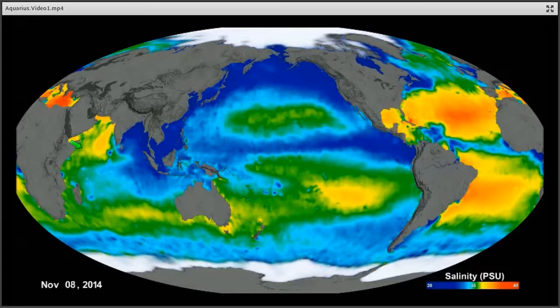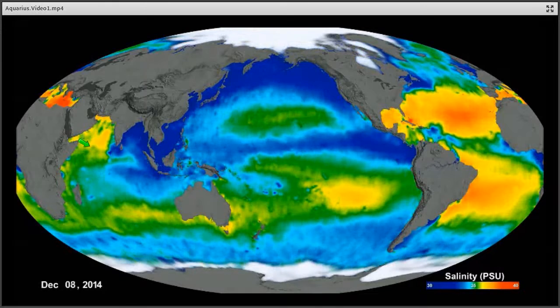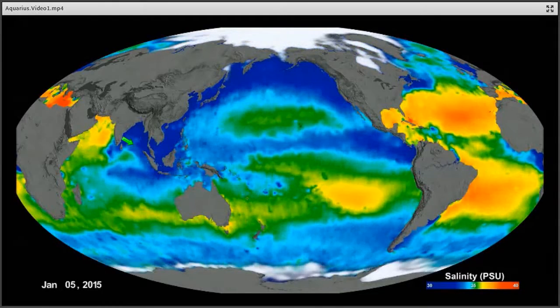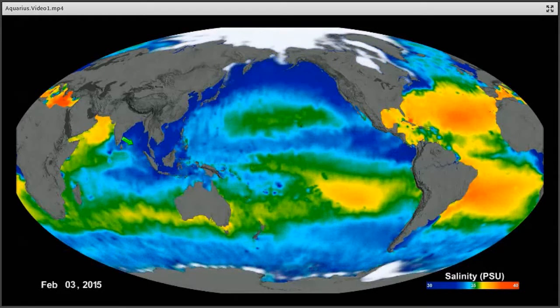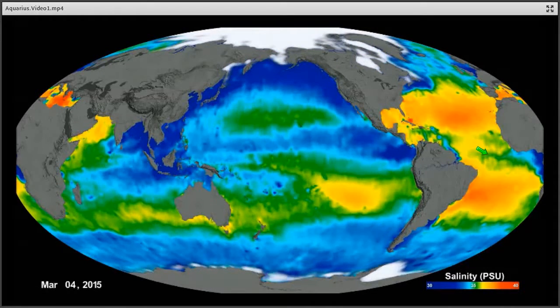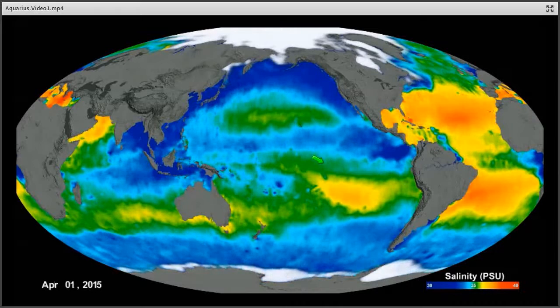So if you look at the contrast of the Arabian Sea and the Bay of Bengal, it's like a small microcosm of the contrast between the Atlantic and the Pacific Oceans.